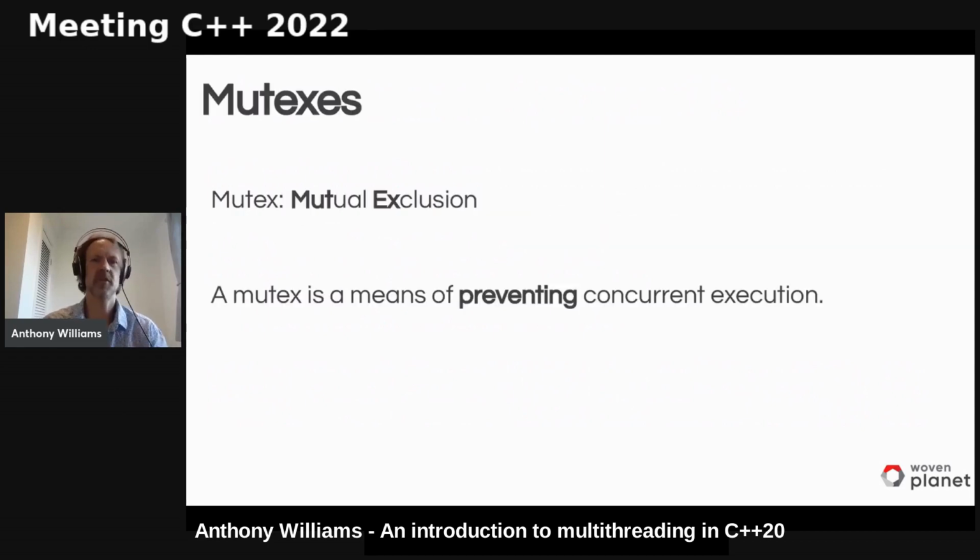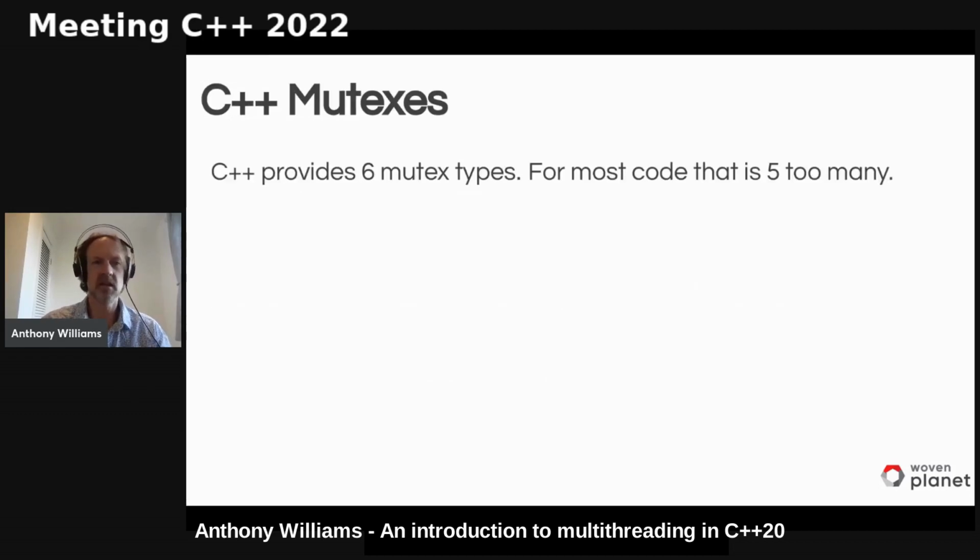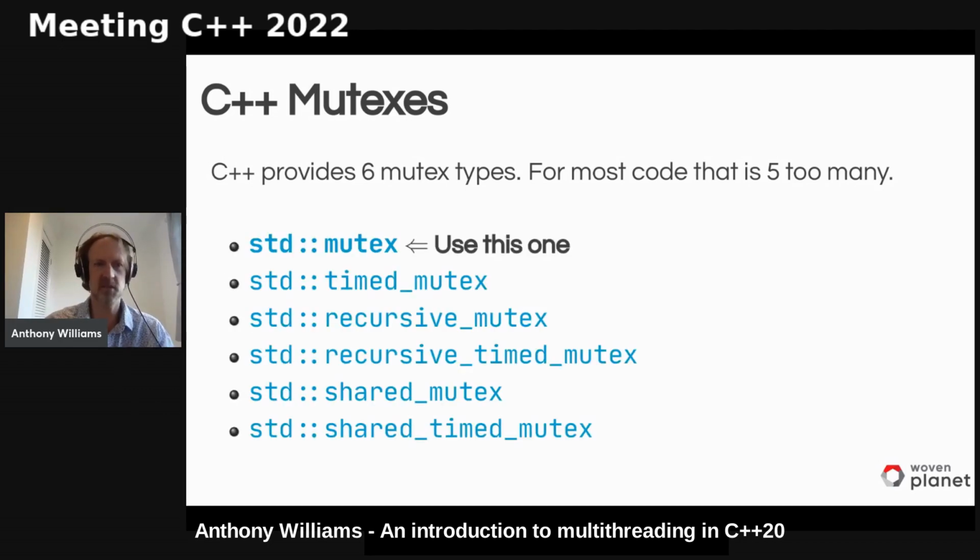Mutexes, low-level things, but reasonably commonly known. Fundamentally, it's mutual exclusion, a means of preventing concurrent execution. You want to avoid it if you can. Use them as sparingly as possible. There are 6 mutex types in C++. That's 5 too many. You might say it's 6 too many because you really should be avoiding them, but really, what you want to use is std::mutex.